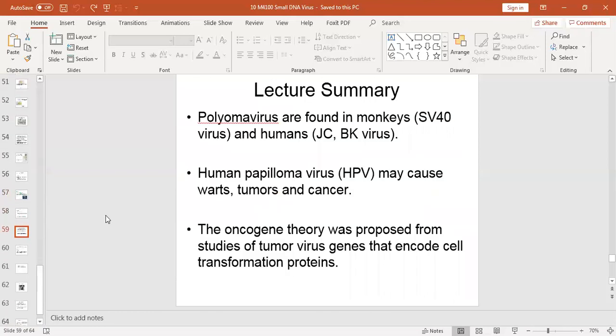Moving to slide number 59, the lecture summary slide. Polyomaviruses are found in monkeys, such as SV40 virus, and humans, JC and BK virus. Human papillomavirus, HPV, causes genital warts, tumors, or cancers. The oncogene theory was proposed from studies of tumor virus genes that encode cell transformation proteins. What does it mean? We had some genes encoded by the viruses, and the proteins being made off of those genes can cause cancer in the cells.